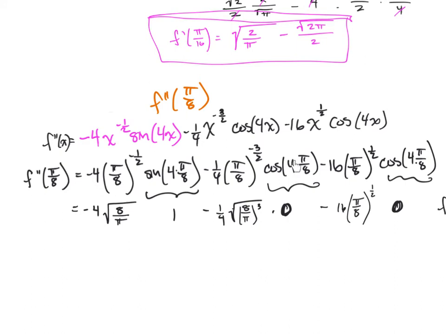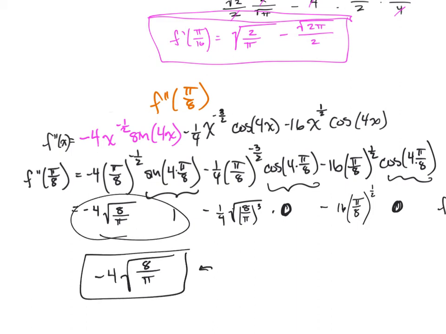And happily, because we get the cosine of pi over 2, that's going to be 0. So these whole things are going to disappear, and you're just going to get left with this, which is negative 4 times the square root of 8 over pi. Kind of a strange thing, but whatever. It's the answer. At least I'm like 85% sure. Let me know if I made a mistake.